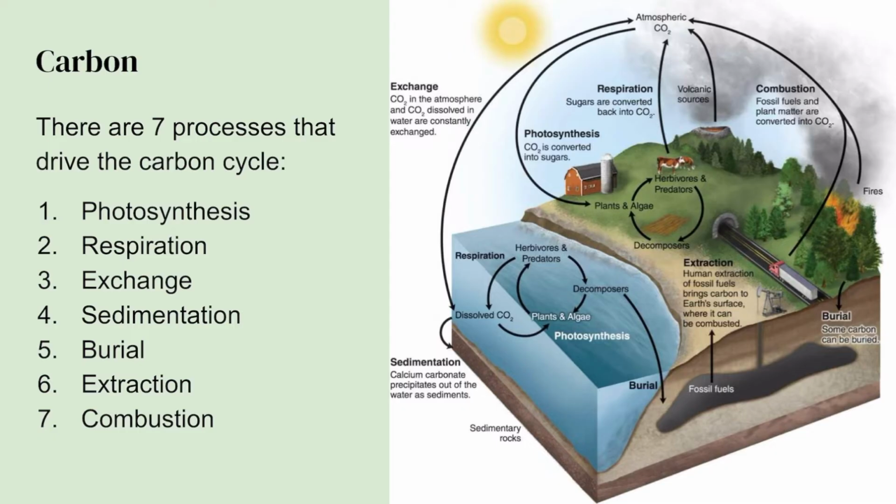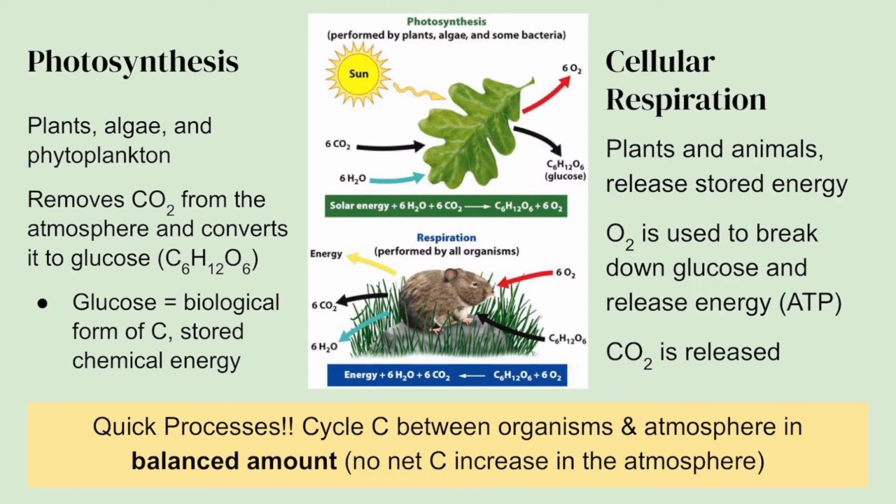So these processes can be classified as either fast or slow. A fast process is one in which carbon is just held there for a very short period of time. And a slow process is one where carbon is stored for millions of years or more. So our slow processes are sedimentation and burial. So these 2 are slow. The rest of them are fairly fast in comparison to sedimentation and burial. So now let's talk about these processes in a little bit more detail.